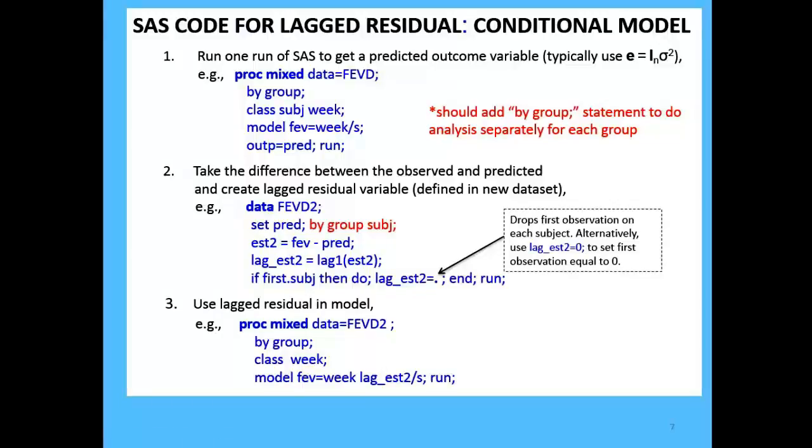You have to first run the model to get residuals, then you have to define this lag term, then you have to put it in the model. And when you put it in the model, you're doing a conditional model. That's how you do it.